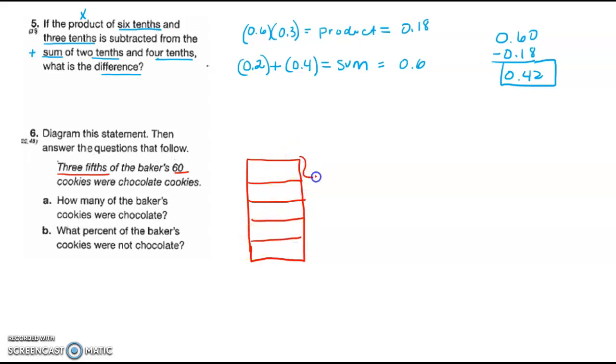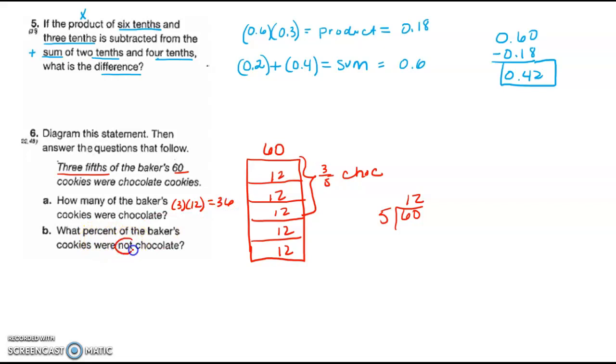Okay, so 3/5 were chocolate. There were 60 total cookies. So I know 60 divided by 5 gives me 12. 12, 12, 12, 12. So it says, how many of the baker's cookies were chocolate? Well, 3/5 were chocolate, so 3 times 12, which is 36.